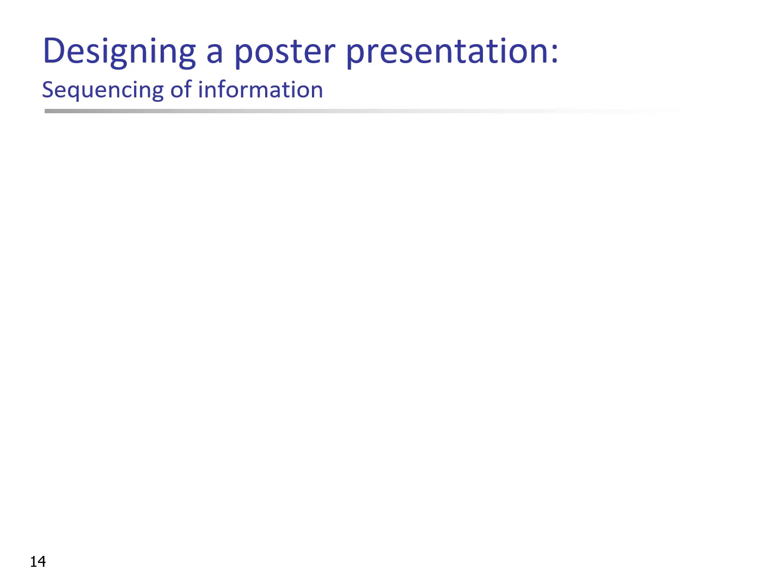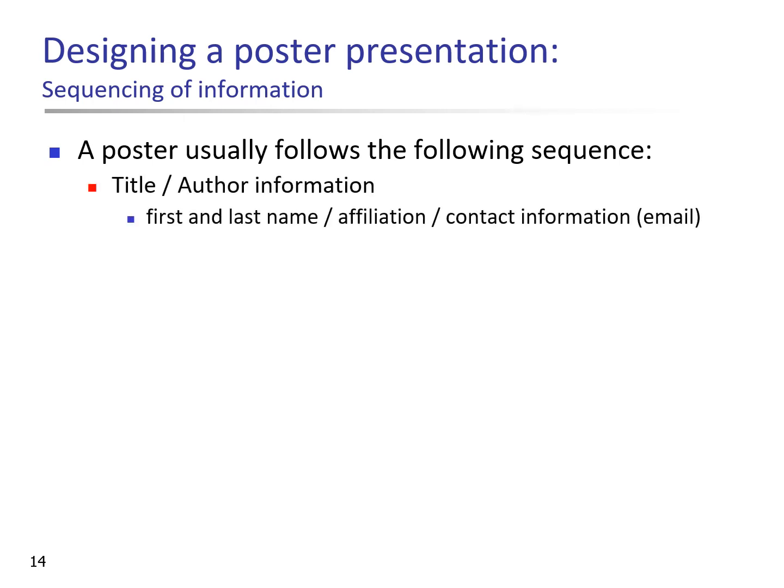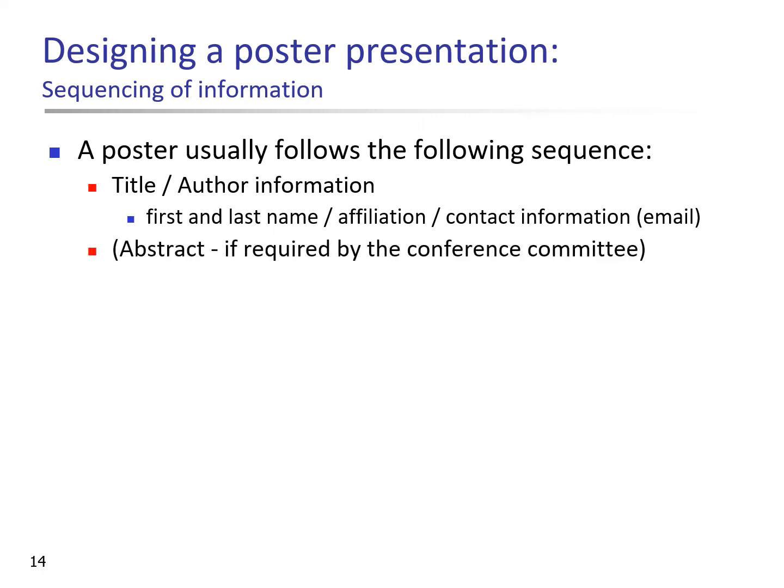Okay, so now let me talk about sequencing information in a poster. So this is the information that you would show in the poster, but not necessarily talk about. So a poster usually follows the following sequence. First, there is the title of the research, and then the author information, the first and last name, the affiliation, the contact information like an email, and so on. Next, you may have an abstract, especially if this is required by the conference committee.